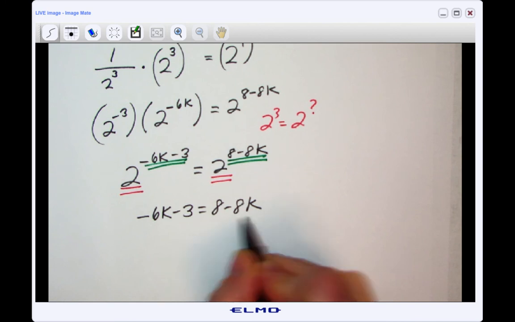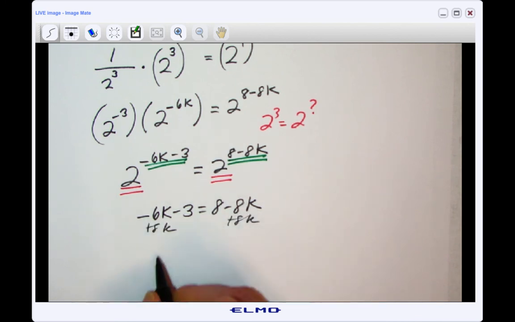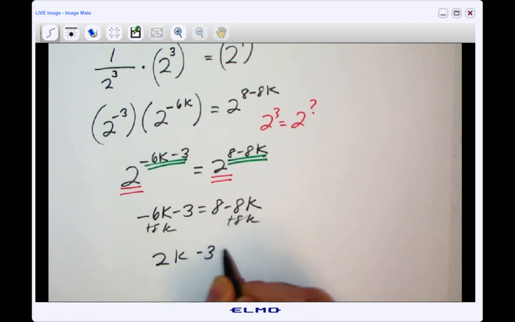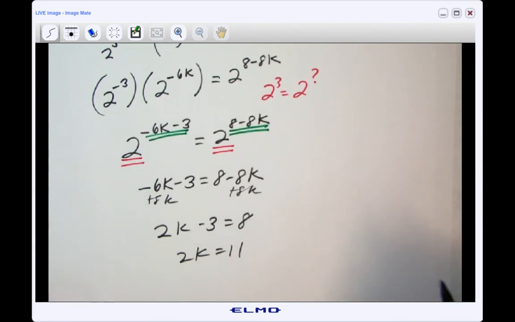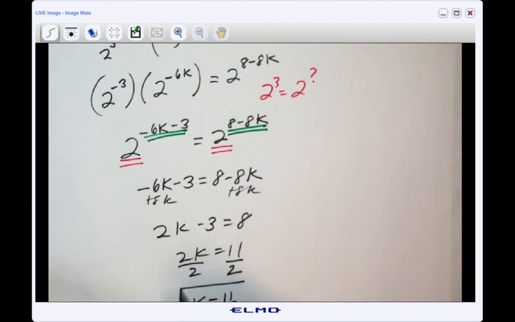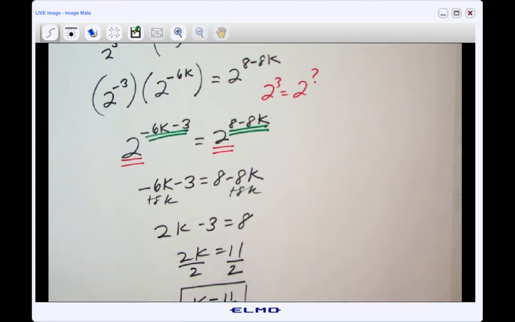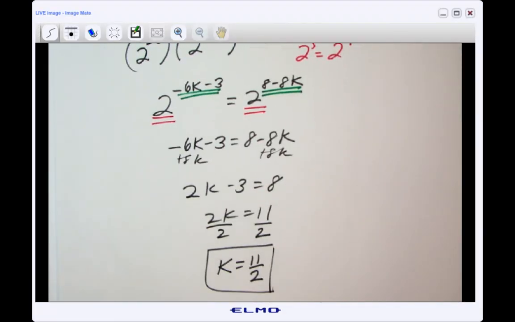I'm going to start by adding 8k to both sides. And that will give me 2k minus 3 is equal to 8. I'm going to add a 3 to both sides. And my last step is to divide both sides by 2. So we get k is equal to 11 over 2. And this is the value I could plug in to my original equation and get a true statement. So that makes it the solution.